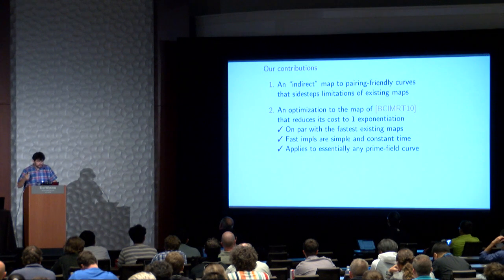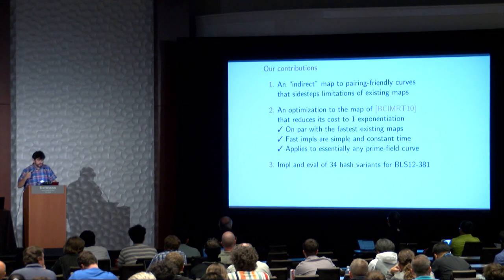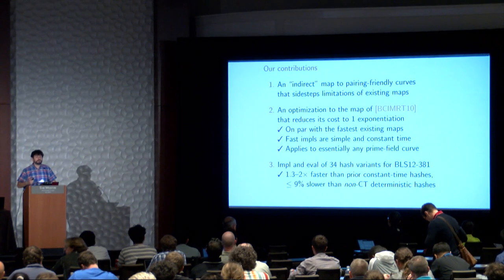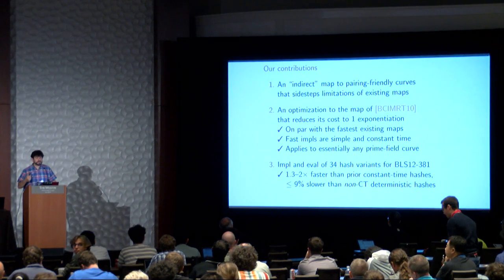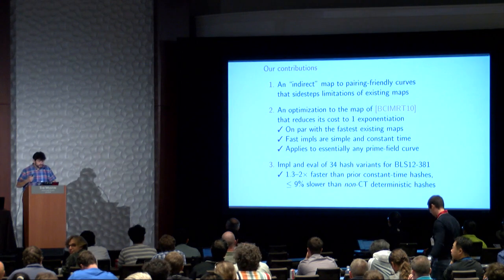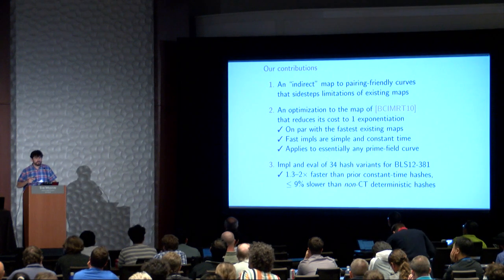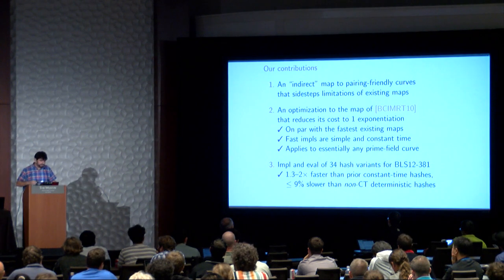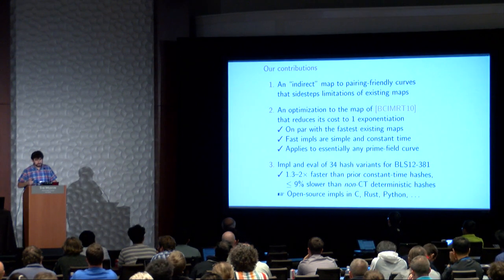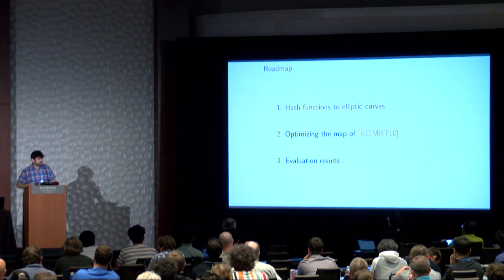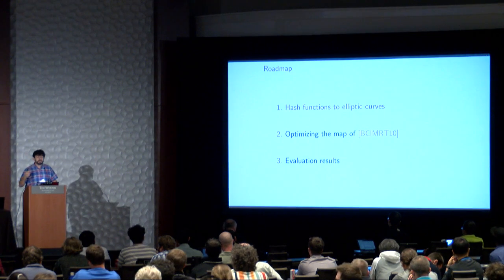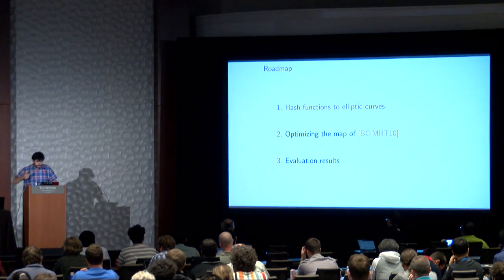So finally, we implement and evaluate a bunch of different methods for hashing to BLS12-381, and what we find is that our method is between 1.3 and 2 times faster than the previous state-of-the-art constant time hash, and we also find that you don't have to pay very much to go from a non-constant time to a constant time hash function. And finally, we've open-sourced implementations in several languages. Okay, so in the rest of the talk, we're going to look at hash functions to elliptic curves, and then I'll tell you about some of the optimizations and some evaluation results.